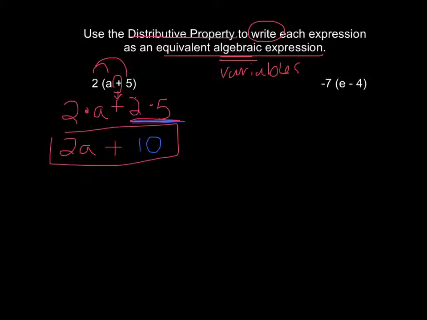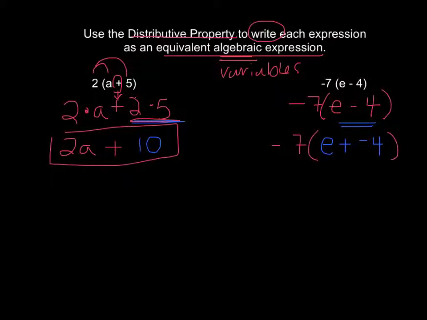This next question has negatives in there, and it has a minus sign. So just so I can keep myself on track, I'm going to do something a little different this time. I have negative 7 times the quantity e minus 4. This e minus 4 can be rewritten. Here is another equivalent expression for this situation. Watch this. We can say e plus a negative 4. That is equivalent to e minus 4.